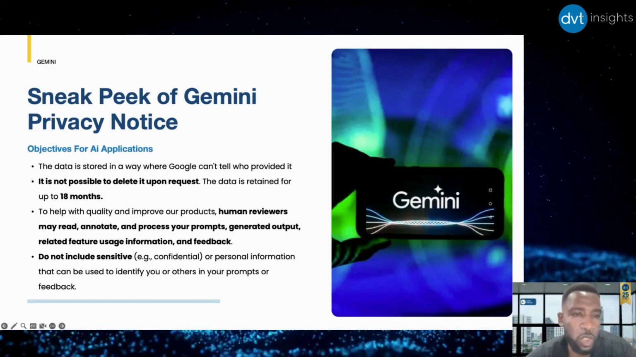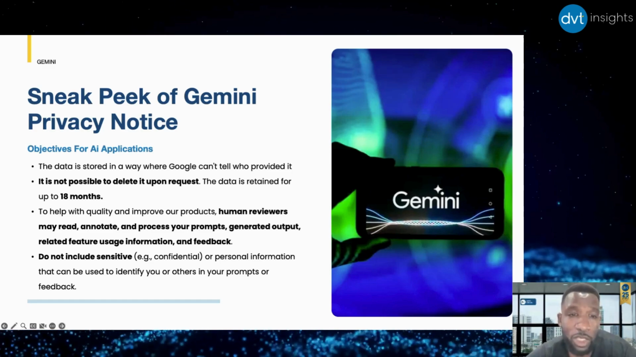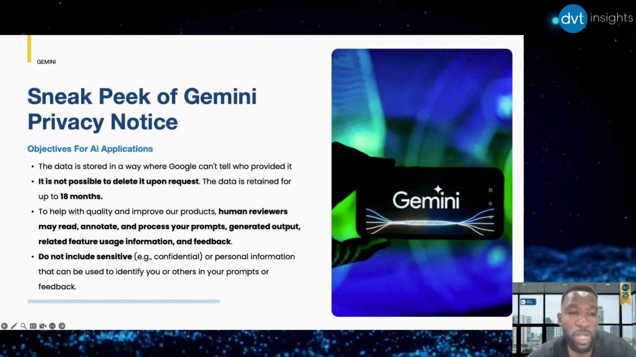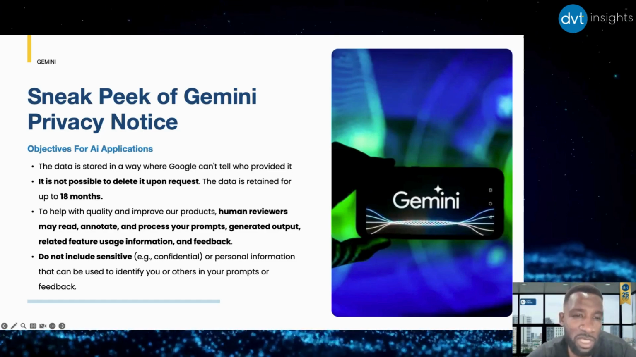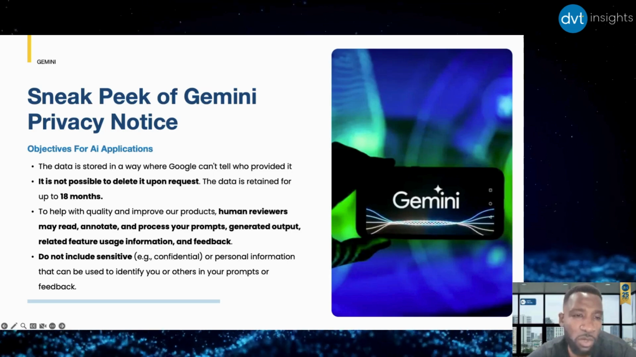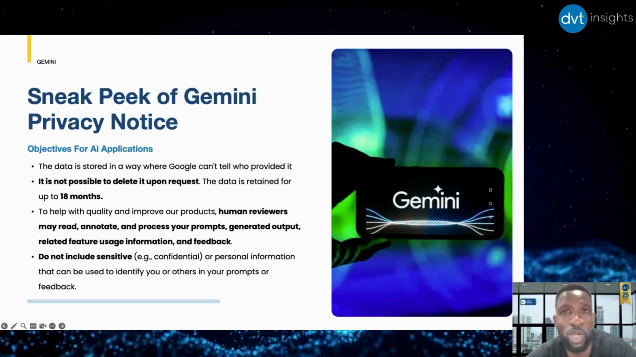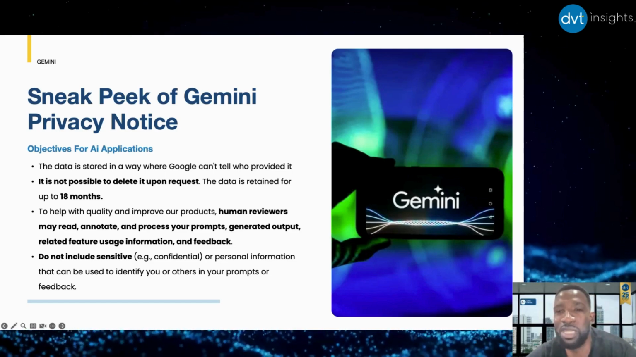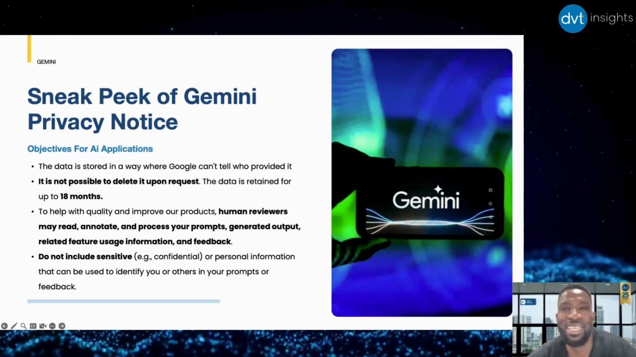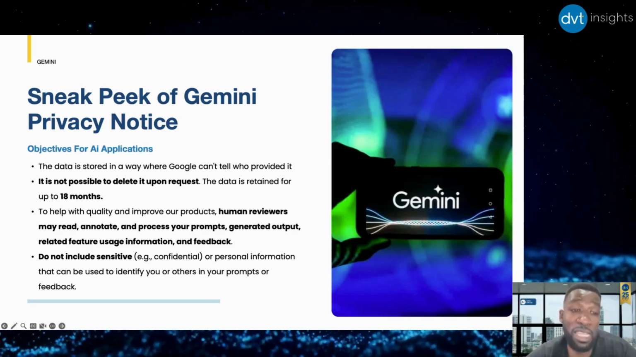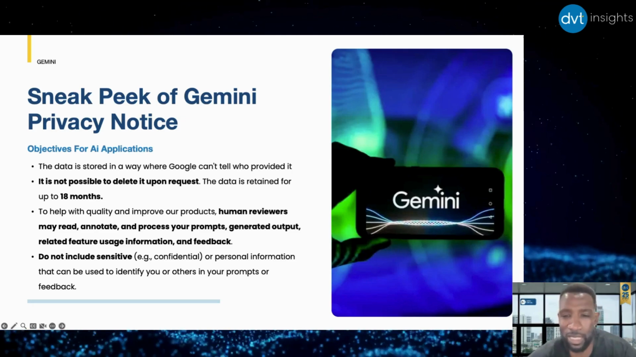The third one: to help with quality and improve our products, human reviewers may read, annotate, and process your prompt-generated output, related features, and feedback. Again, going back to your $1 million algorithm that you wanted to create, it can be read. And please do not include sensitive data.